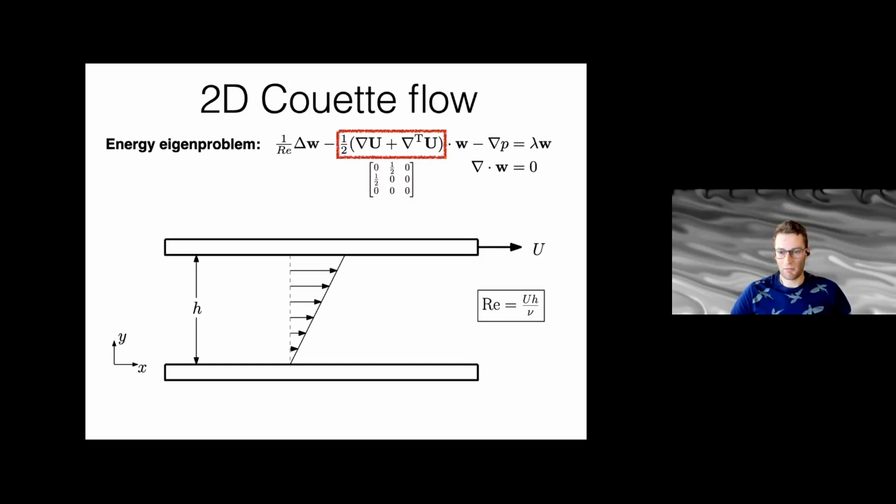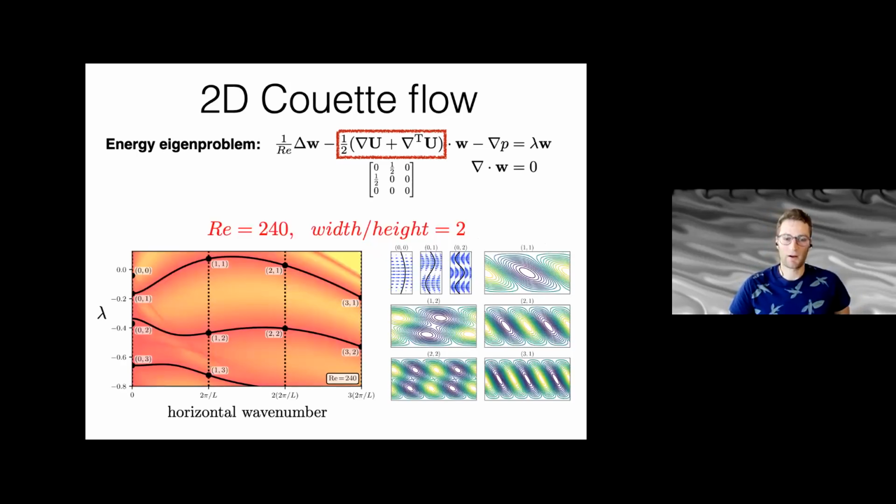Well, the energy eigenproblem is relatively simple here because the tensor that I've boxed is just this constant value. And you can solve this semi-analytically up to doing a little bit of linear algebra on a computer. And if I, for example, fix the Reynolds number to the arbitrary value of 240, and I fix a domain whose width is twice its height, and I consider perturbations that are horizontally periodic, but that are bounded by solid boundaries on the top and bottom, right? Now this is a bounded domain, so I have a discrete spectrum of eigenvalues lambda and associated eigenmodes.